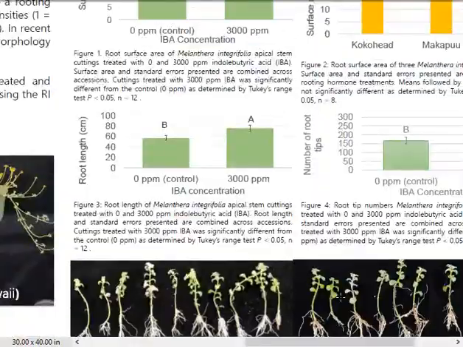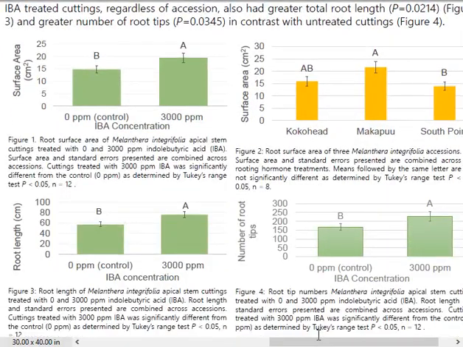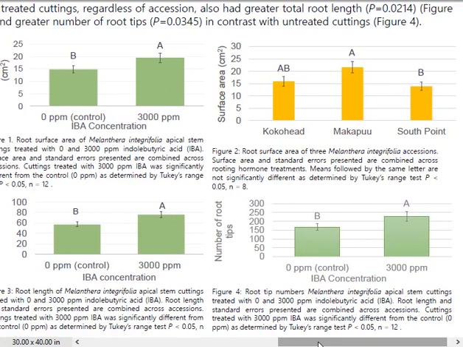So what we found out is that IBA application improved some of the rooting morphology of these cuttings. We particularly saw an increase in surface area, in root length, as well as the number of root tips of cuttings regardless of accession. So IBA improved these characteristics compared to the control treatment. In addition to that, we also saw some differences between accessions in terms of surface area, wherein we saw the Makapuu accession exhibiting the highest surface area of roots compared to South Point.